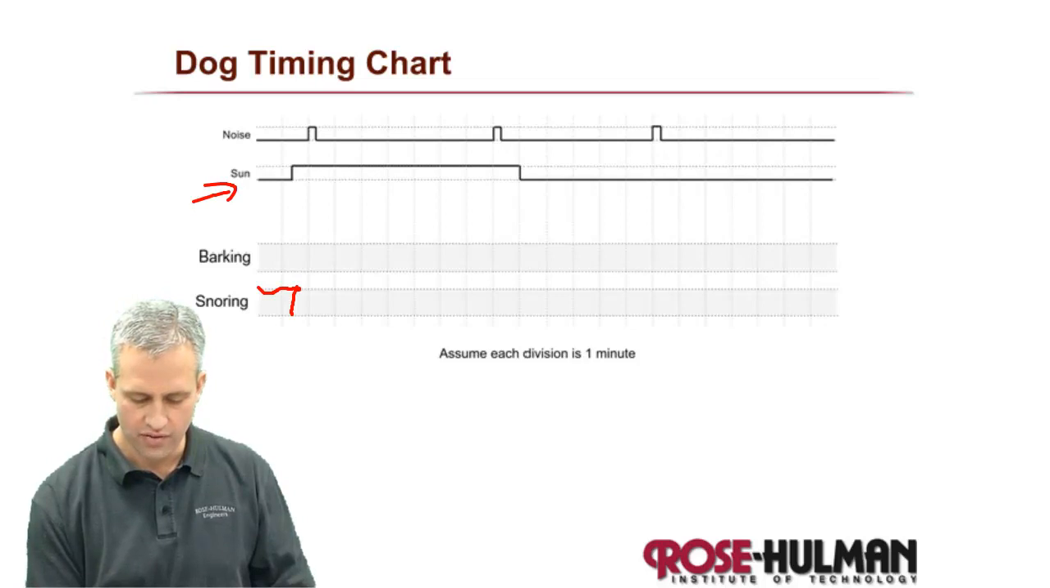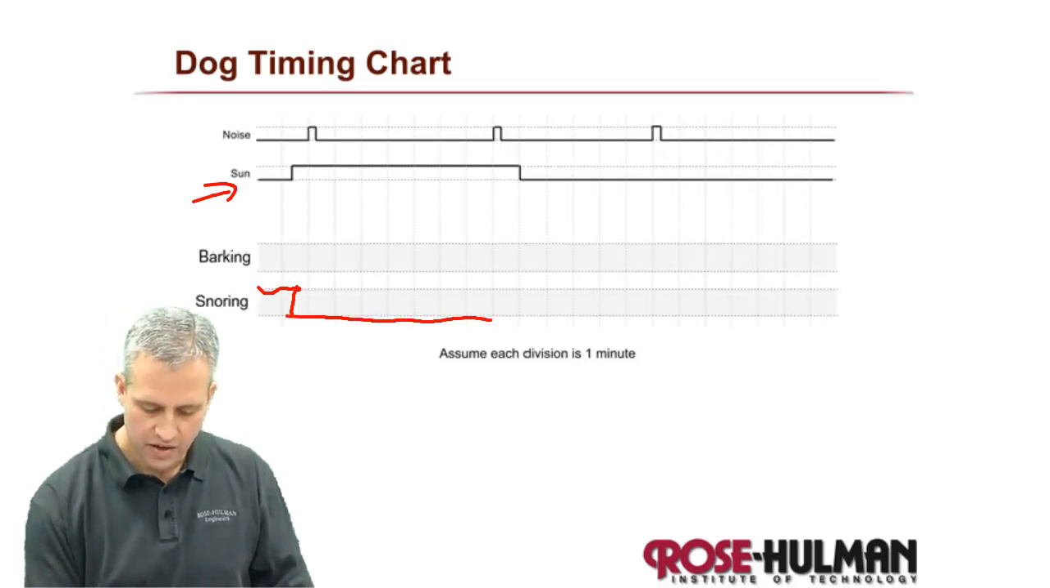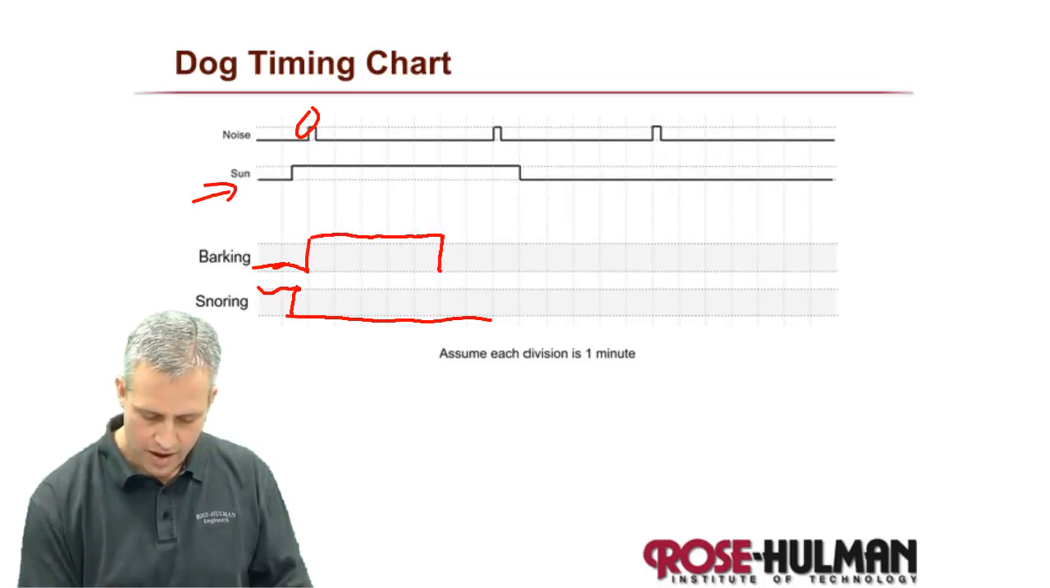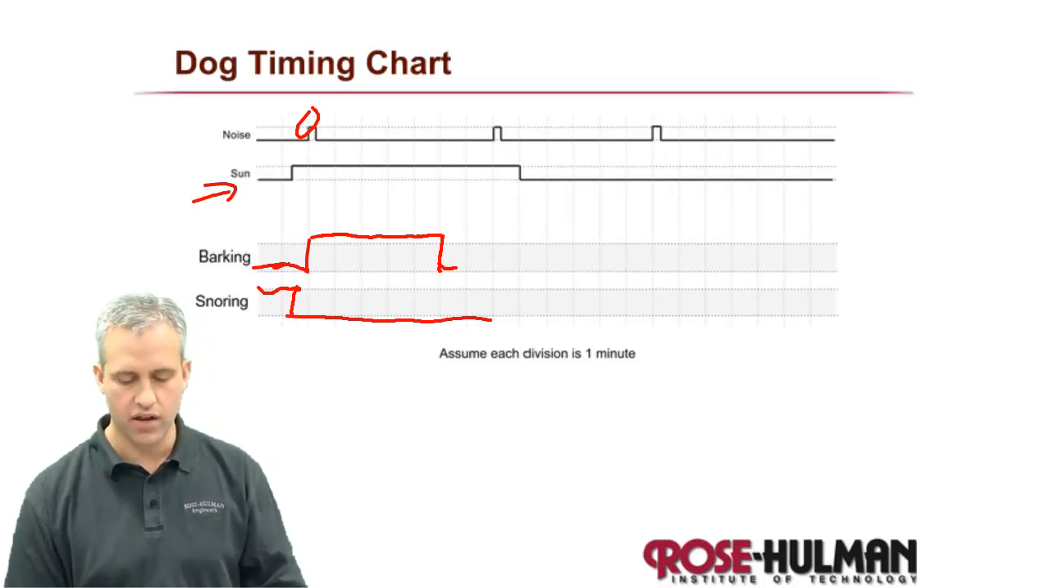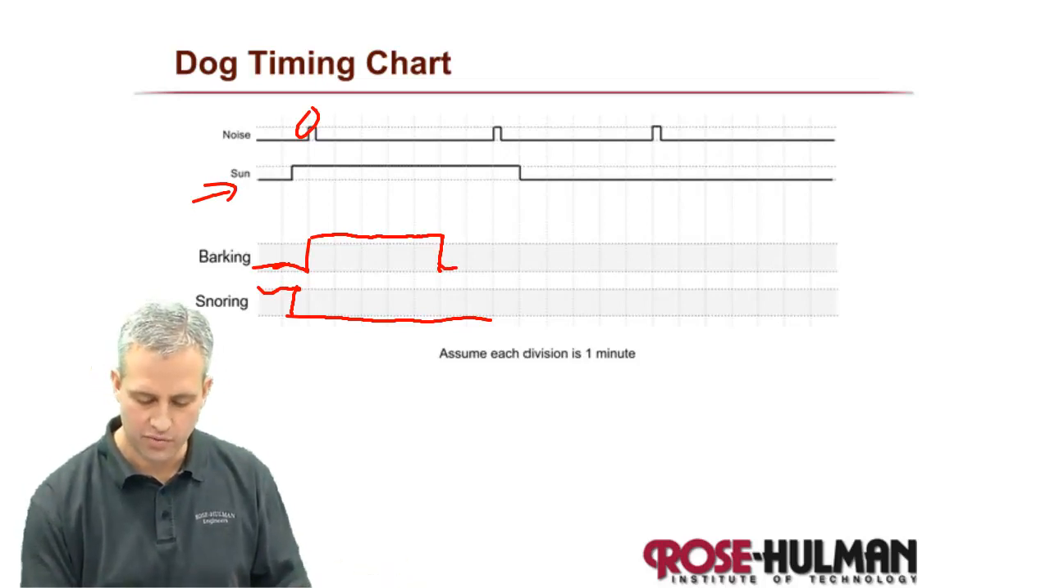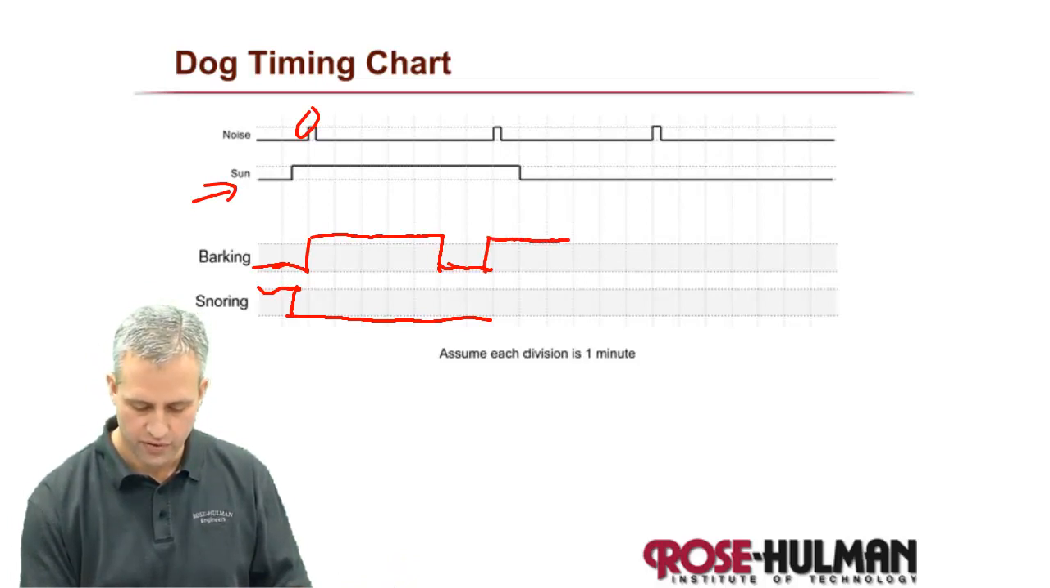If he's asleep and there's no sun up, he's snoring, right? And then obviously he's not going to be snoring for that interval. If he hears something, so here he heard a noise, you should start barking at that spot. He's going to bark for a total of 5. And then in this part right here, he's done barking. The sun's up, so he must be on the couch, right? So make sure your finite state machine catches that. Here he hears another noise, so he barks for 5.